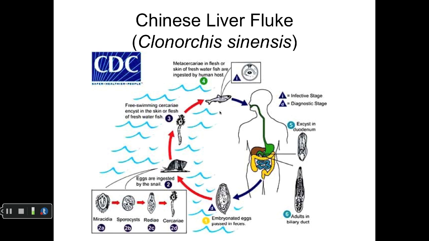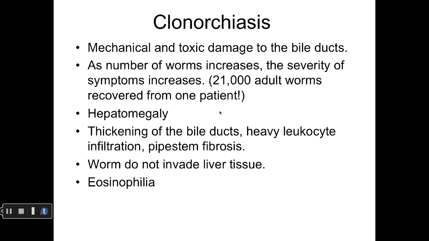Now, of course, people are going to come into the life cycle when they eat this fish either raw, smoked, pickled, or undercooked, in which case the metacercariae are still viable. The metacercariae are swallowed, ingested, and the larvae excyst in the small intestine, and then they migrate to end up in the bile ducts of the liver.